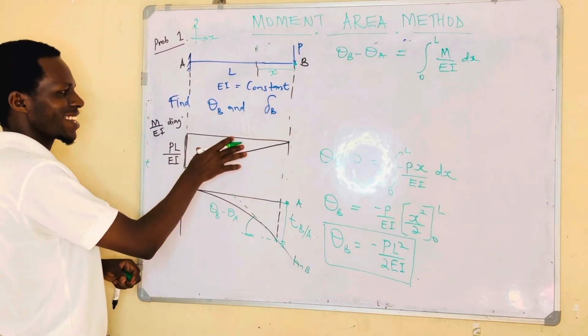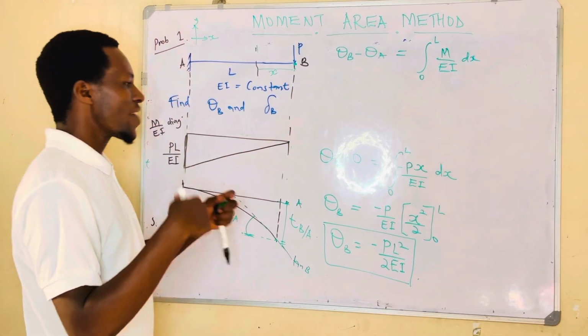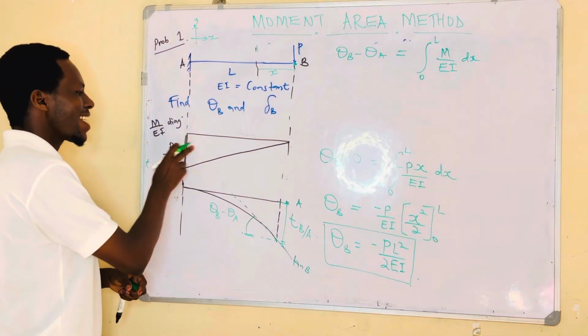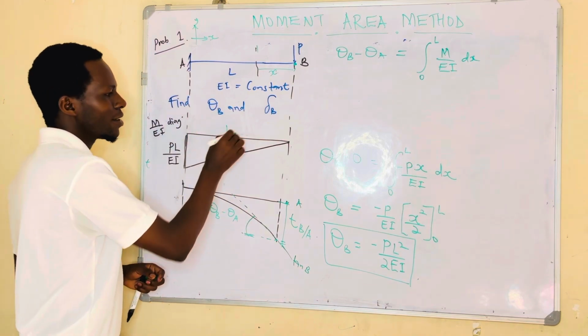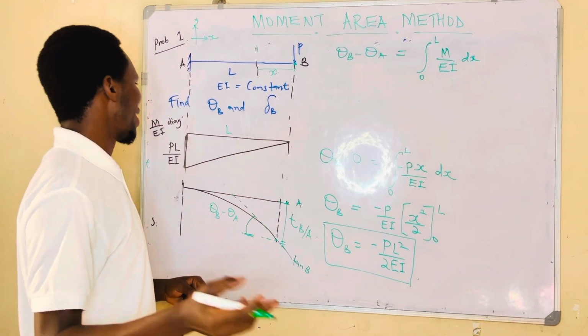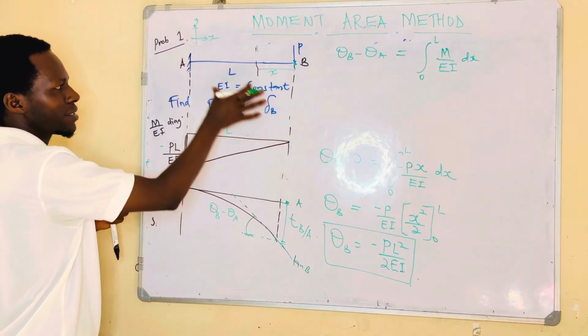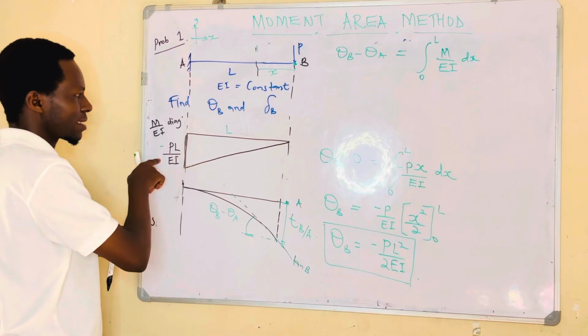Someone could also just get the area of this diagram directly, because the theorem says find the area of the M by EI diagram, then you'll get the slope. Since that was also the case, this is minus because P times this distance, but because P is downward, then it's a minus.